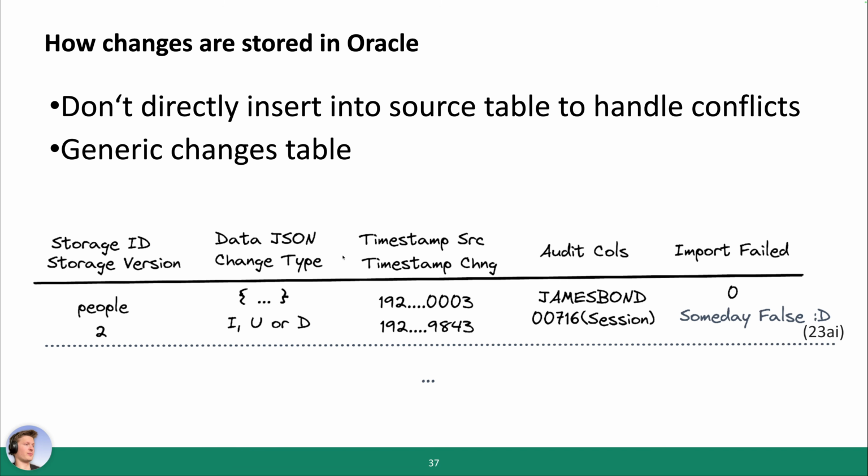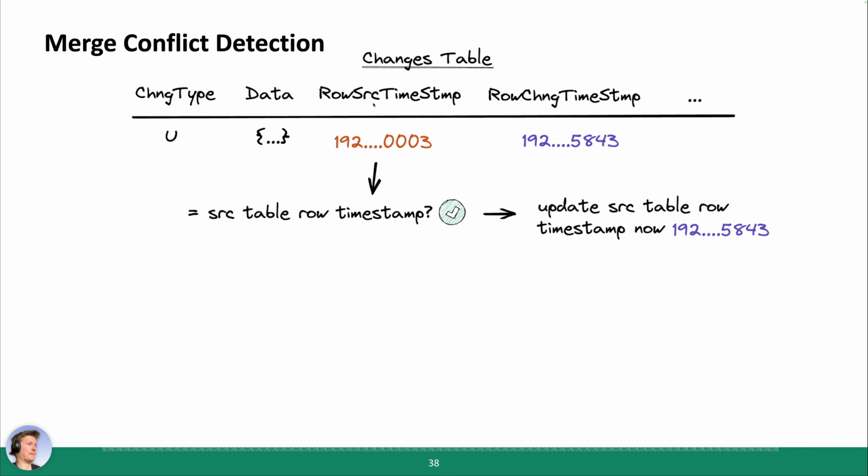I store if it's an insert, update, or delete, and then I store two timestamps. As these are changes, I have a timestamp from the time when the user did the change. And also I have a timestamp from when the user synchronized the rows, so the database current version timestamp the change is based on. Then I have audit columns and some import messages. For example, when there are conflicts, I can say it failed because of that. For example, unique constraint violations, etc. can still happen.